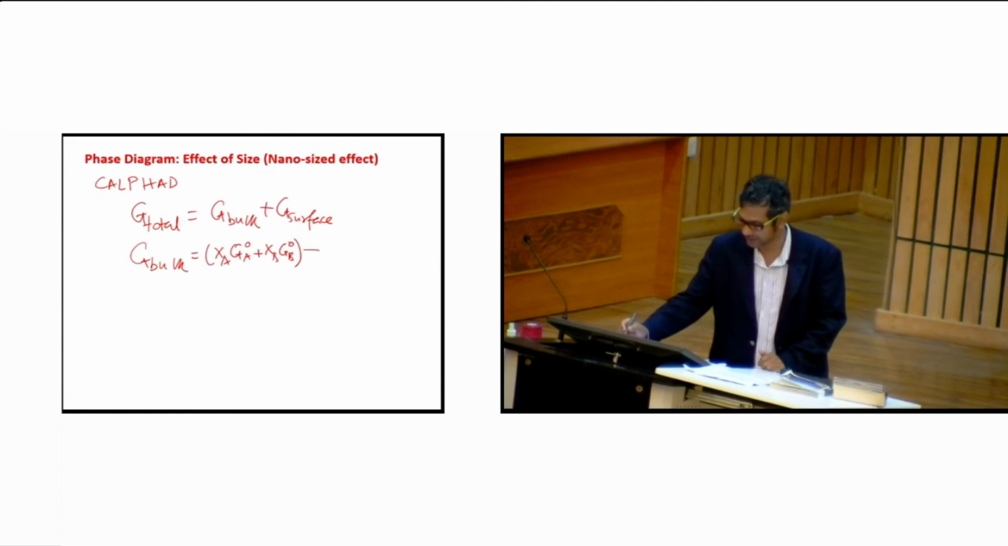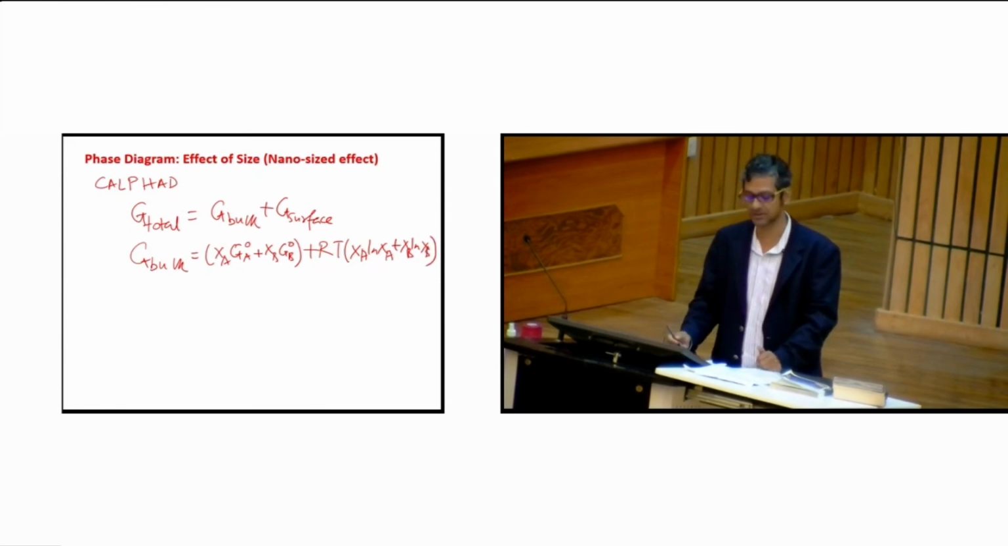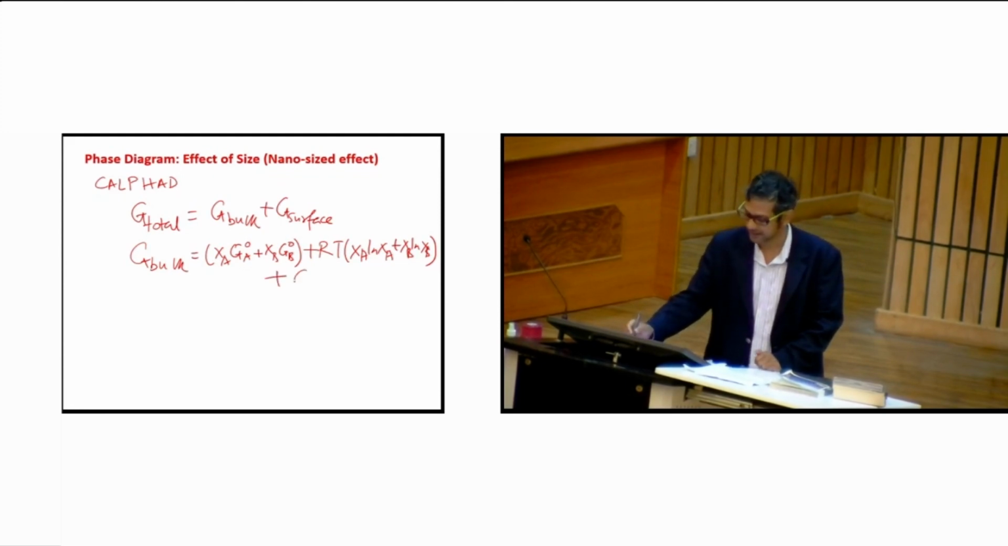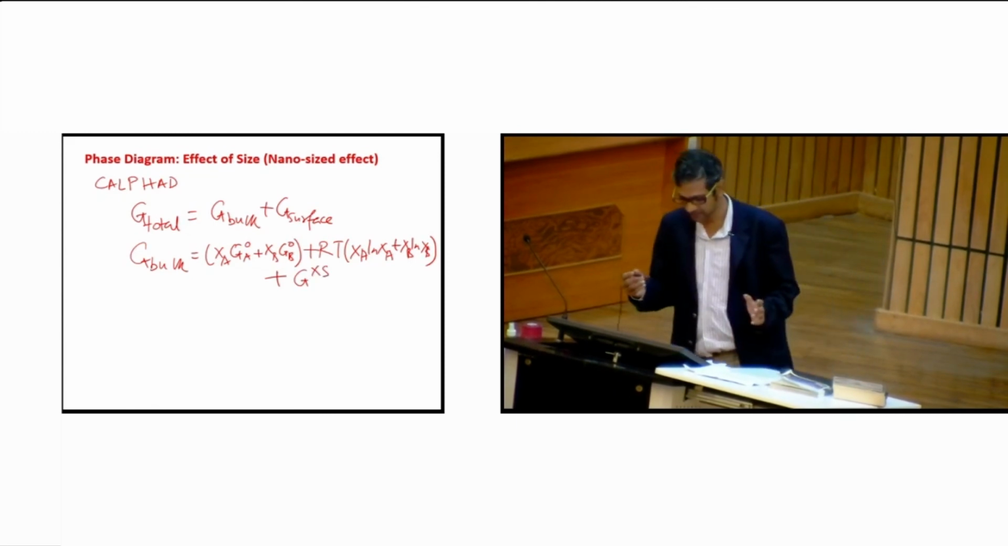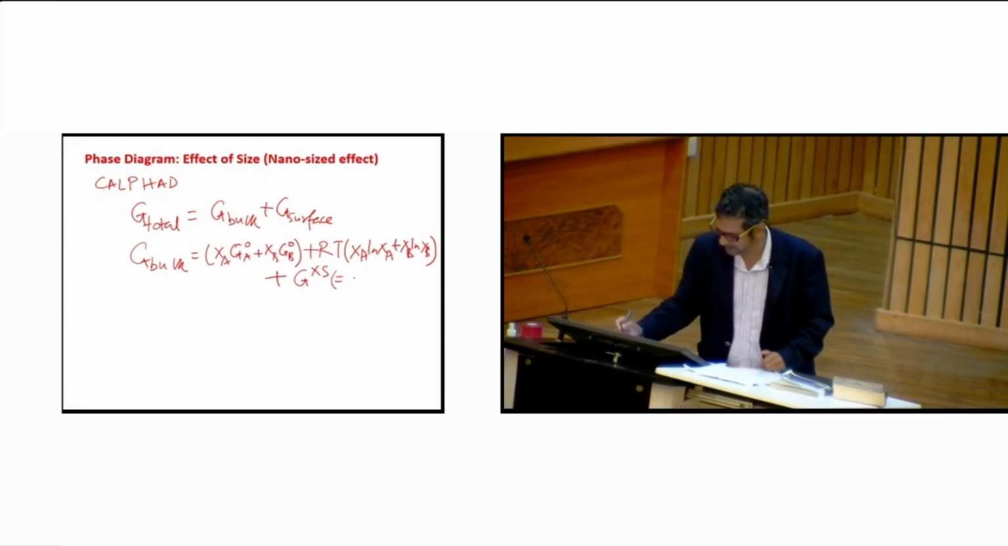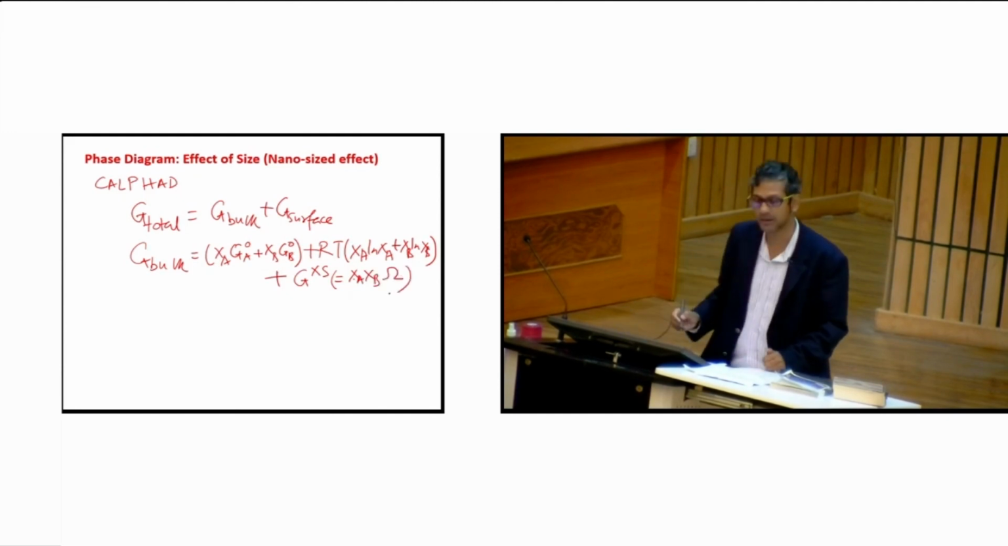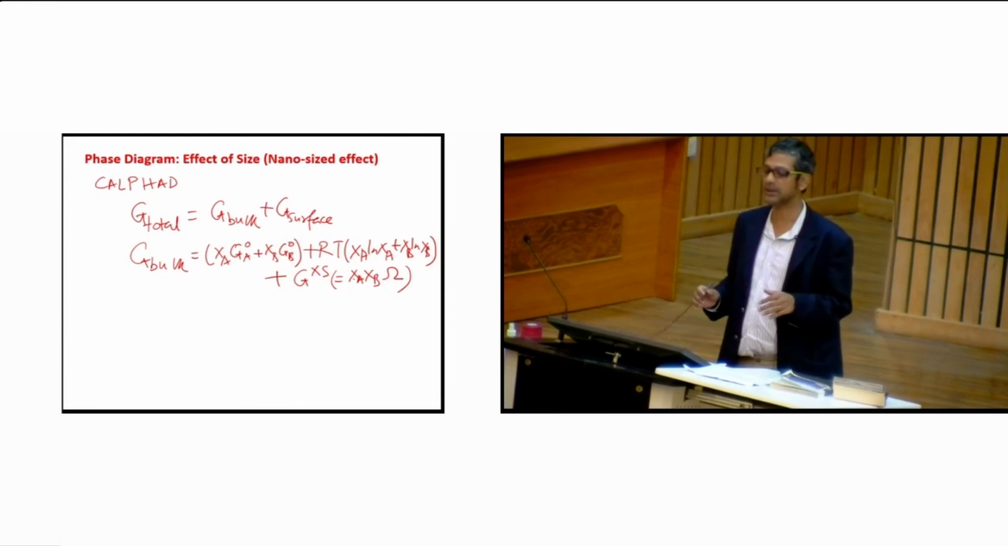Then you have an entropic term. Just now we have done that. Right, this is because of entropy change. Plus we have an excess term. And what is this excess term? This excess term is nothing but the one I wrote, Ω into XA, XB. This derivation has been shown and done for the quasi-chemical theory, right? So that is the G bulk.